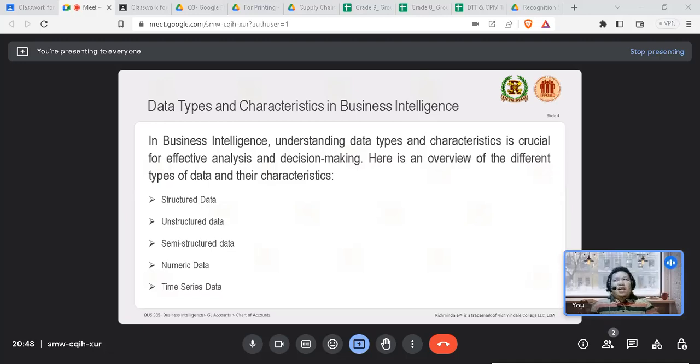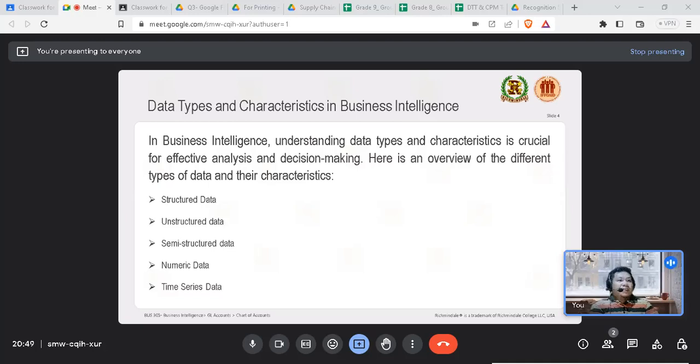Then seasonal decomposition, separating a time series into its trend, seasonal, and residual components to analyze their individual contributions. Forecasting: predicting future values or trends based on historical patterns.